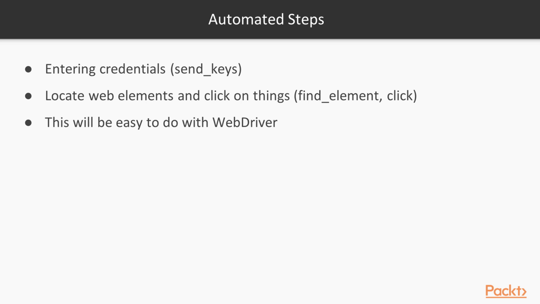So looking at those two scenarios, you might be able to see that there's a couple of automated steps that will be shared between both scenarios. The two steps that I'm considering are entering credentials and then locating and clicking on web element. So for entering credentials, we've seen how to possibly do this using WebDriver's sendKeys method. And for locating elements and clicking on them, we've also seen the findElement and click methods. So this will actually be fairly easy to do using the WebDriver API that we're already familiar with.